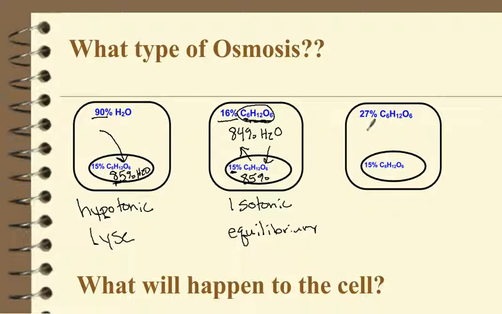All right, and then our last cell, we have 27% sugar. So that's going to give us about 73% water. And then the inside of our cell again is 85% water. All right, 85 is more than 73, so the water is going to go out of our cell this time. Okay, and when the water goes out, it shrivels up, and that's our hypertonic solution. And that's called crenating. So this cell is going to crenate or shrivel.